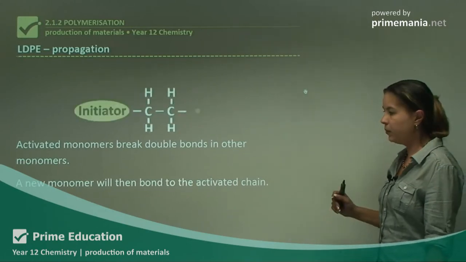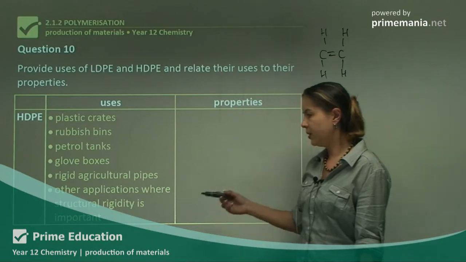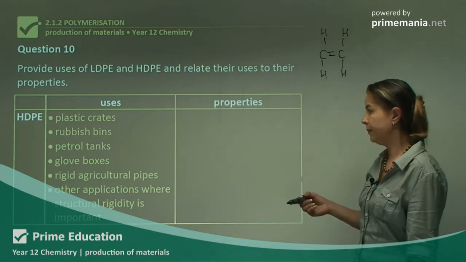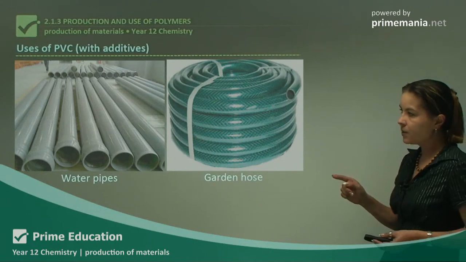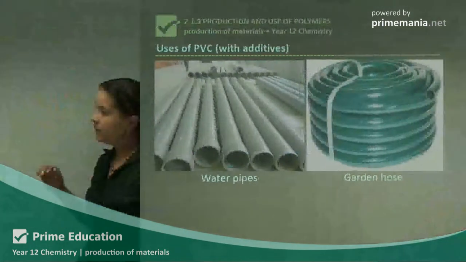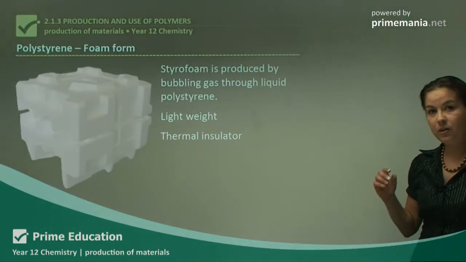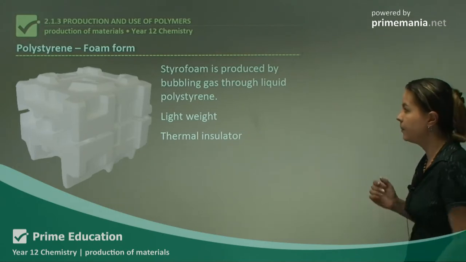So a new monomer will then be bound, rigid agricultural pipes, and lots of other applications where structural rigidity is important. One of the main uses for PVC is for water pipes, and this is because they're durable, they're strong, they don't corrode like metal. It's also used in packaging a lot, so it's really good for packaging up things so that they don't get broken while you're sending them.